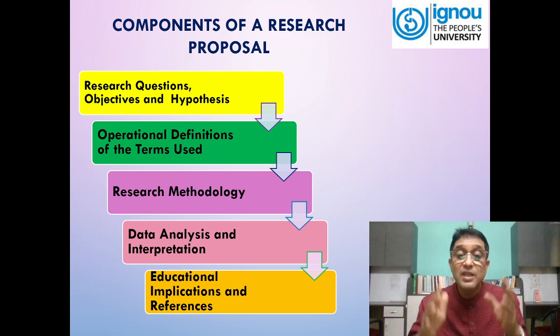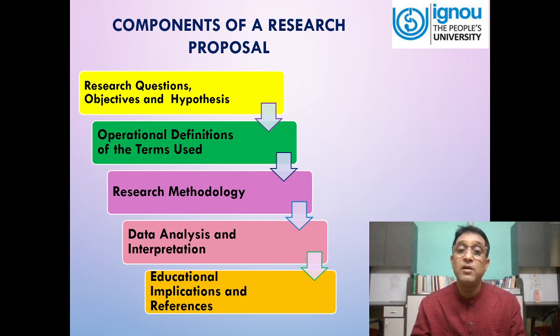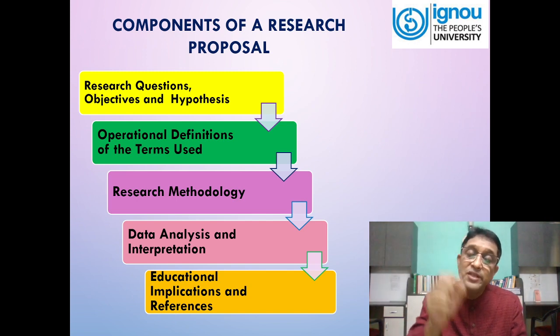Then further, the last component is references. You have to develop a section of references. That means for preparing the research proposal, you have to list the sources that you have used, as per the APA style. APA, American Psychological Association, is the style you have to follow for writing the references.